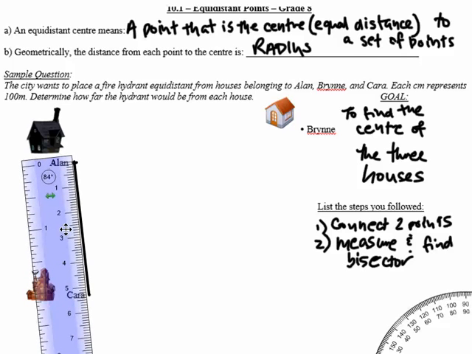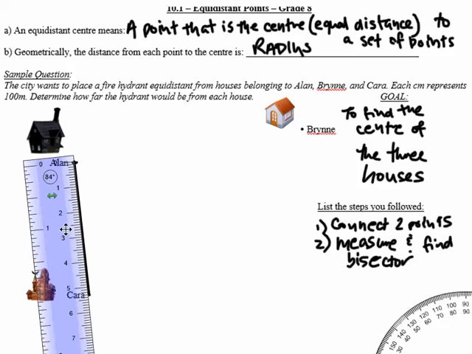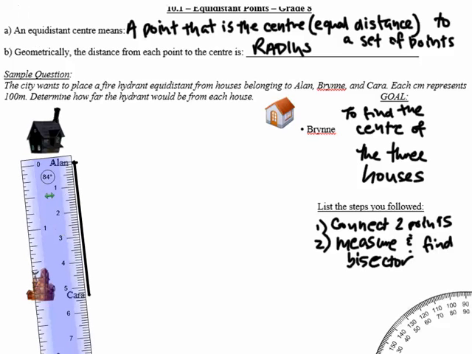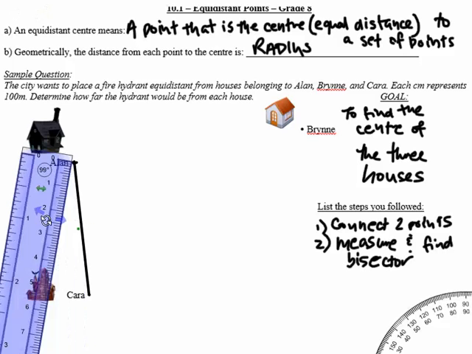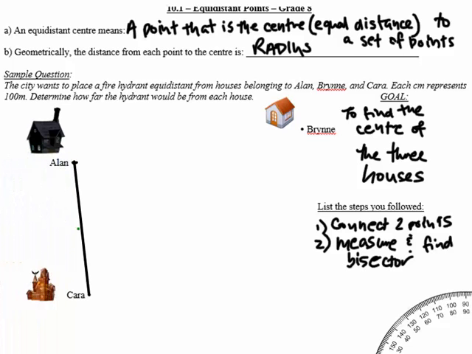So I measure on mine, and it might be different from yours on the page, but mine's approximately 5.4 centimeters. So that means the bisector would be at 2.7 because it's halfway. So I'll just mark this in green. So 2.7 is about here. Okay, so that's the first step. Now let me just move this out of the way.